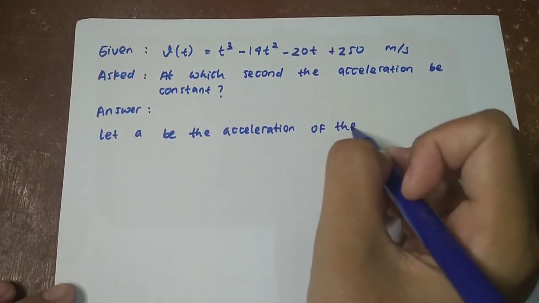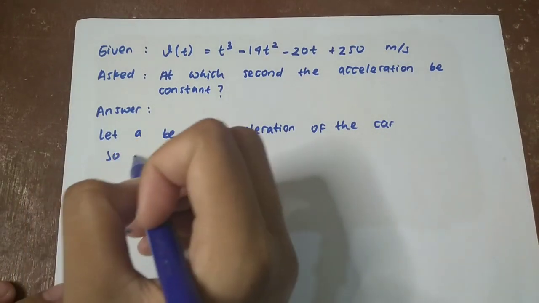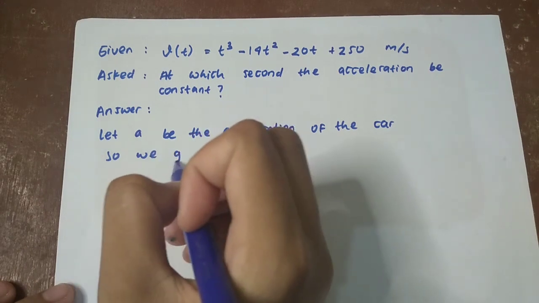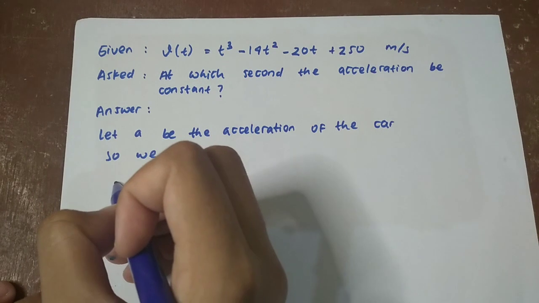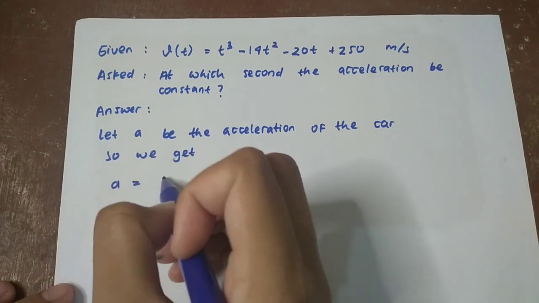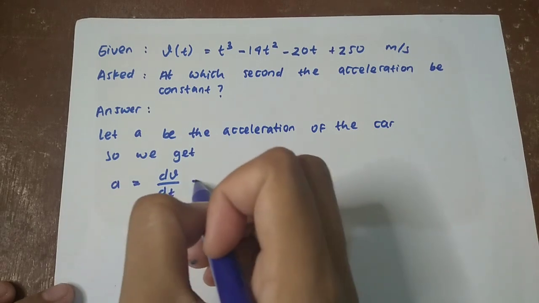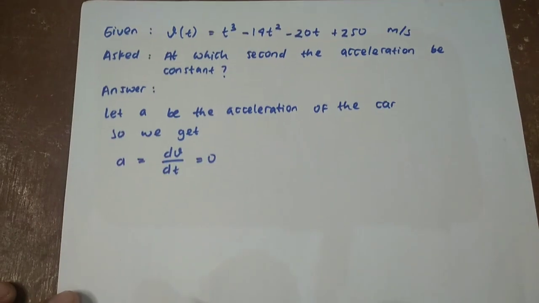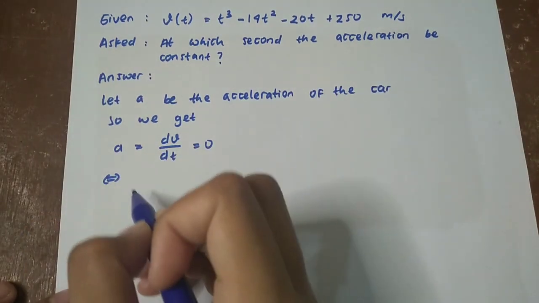So we get a equal to dv over dt equal to 0. Why 0? Because we must find the critical value of a. So we must set a equal to 0. We know that a is the derivative of v, so we must differentiate v.